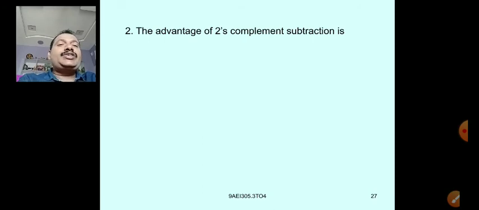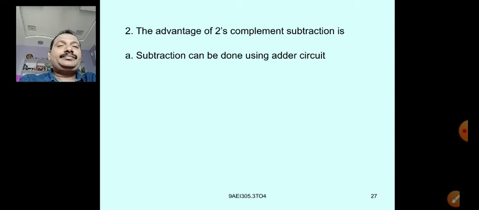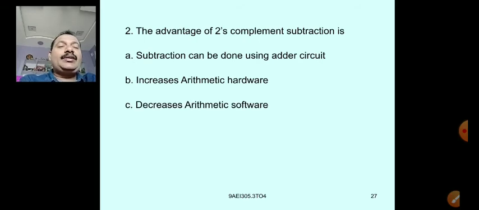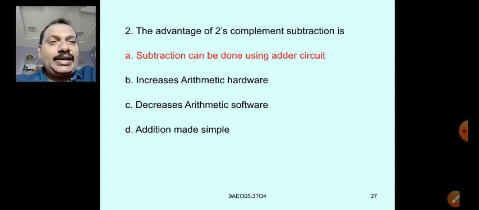What is the advantage of 2's complement subtraction? Subtraction can be done using an adder circuit, increases arithmetic hardware, decreases arithmetic software, addition made simple. What is the advantage of the 2's complement subtraction method? Subtraction can be done using an adder circuit. We are using the addition method to get the difference of two numbers.